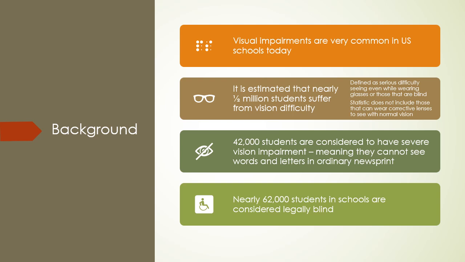42,000 students in the U.S. are considered to have severe vision impairment, meaning they cannot see words and letters in normal ordinary newsprint. And nearly 62,000 students in schools are considered legally blind. This is a very widespread issue and one that is very common.